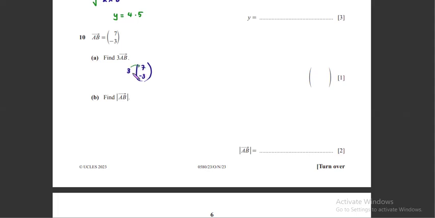So this 3 will multiply the 7 as well as this negative 3, making it 21 over negative 9. So 21, negative 9 is going to be the answer. So here the column vector will be 21, negative 9.